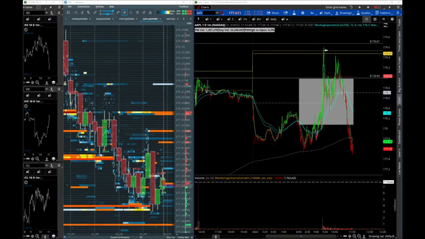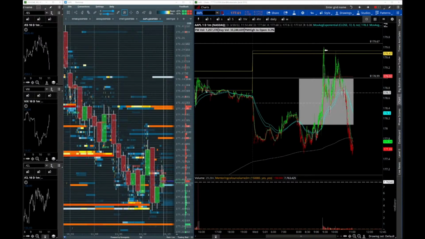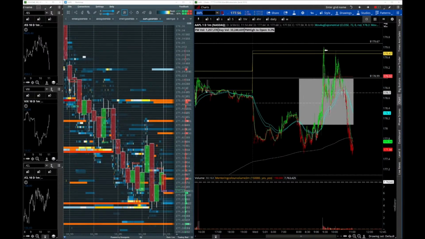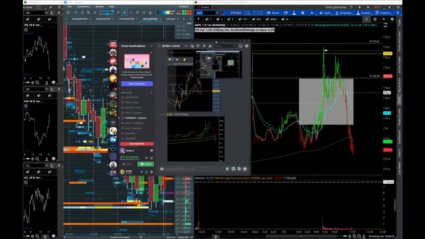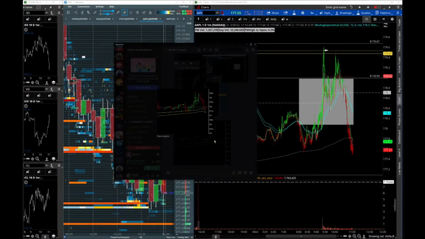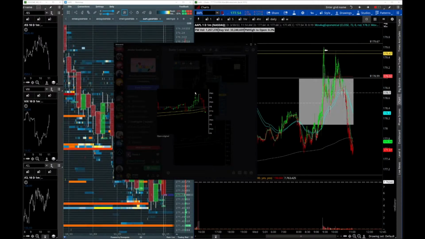Do you find that you maybe hold longer for the pump and dump, or gap and crap, because it just takes a lot longer for it to trade back down? I'll show you an example. This is AAPL, shorting, covering from 9:30 and still holding for possibly 175.